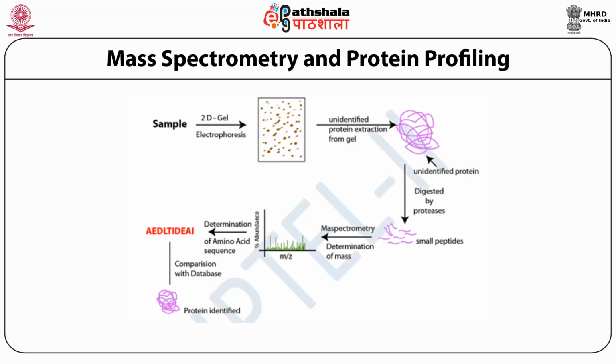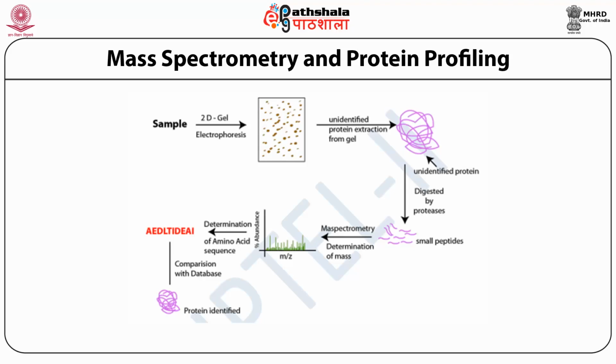Firstly, we will have to isolate the protein from the sample, and then we will run it on first-dimensional gel electrophoresis. Later on, that particular gel will be run on the second dimension for the complete separation of those proteins, both on the basis of their isoelectric points as well as their molecular weights. These unidentified proteins are later extracted from the gel, and the proteins extracted from the gels will be digested by proteases.